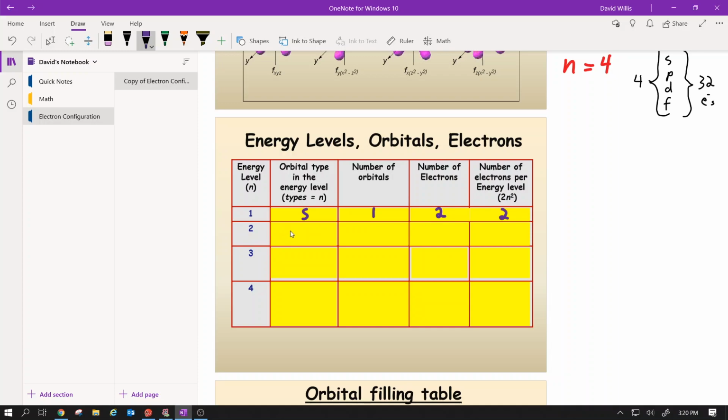Now, second energy level, we have an S and we have a P. The total number of orbitals is 4: 1 for the S, 3 for the P, because you remember that P had 3 lobes. So we got 4 orbitals. Now, if each orbital can hold 2 electrons, what's my maximum number of electrons? 8.